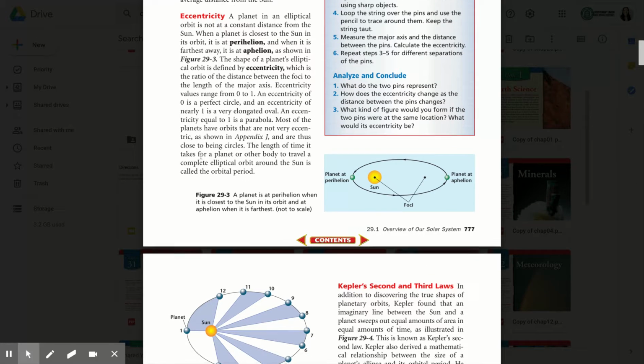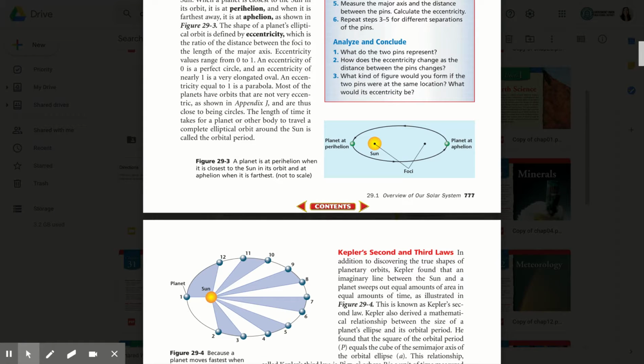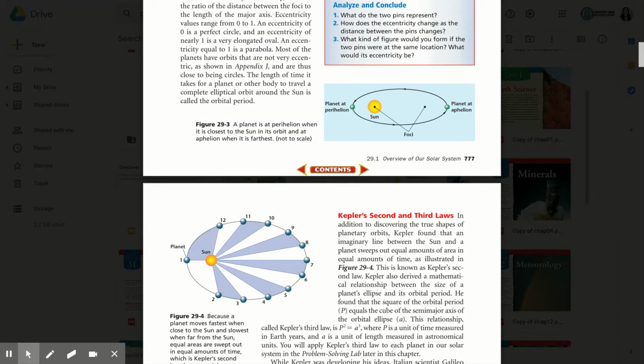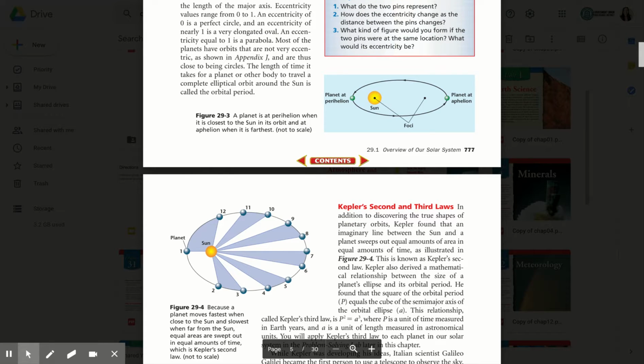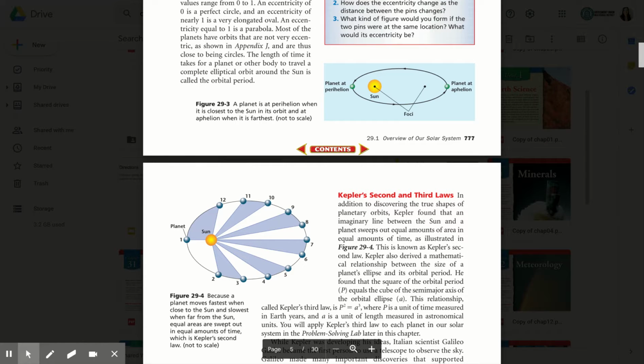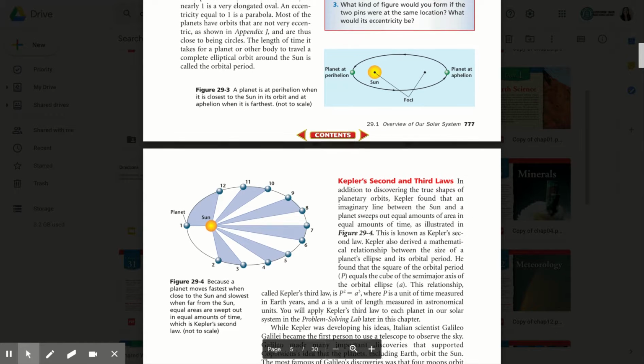Eccentricity values range from 0 to 1. An eccentricity of 0 is a perfect circle, and an eccentricity of nearly 1 is a very elongated oval. An eccentricity equal to 1 is a parabola. Most of the planets have orbits that are not very eccentric, as shown in Appendix J, and are thus close to being circles.